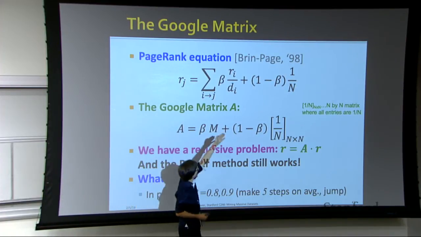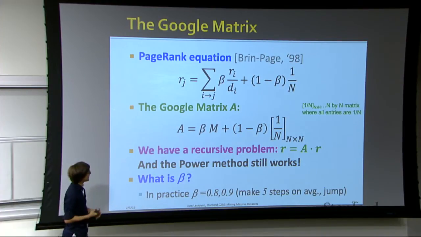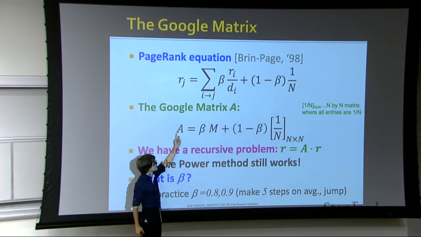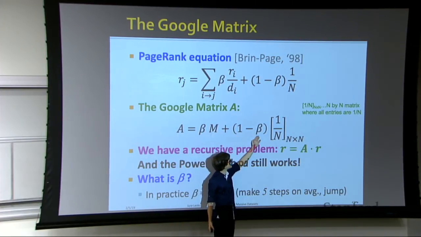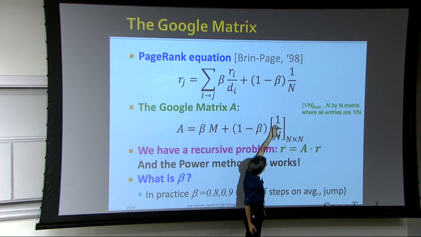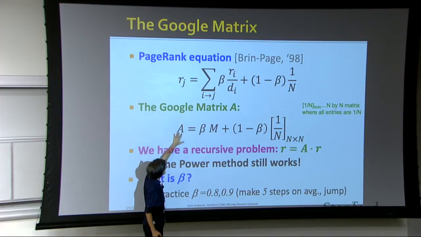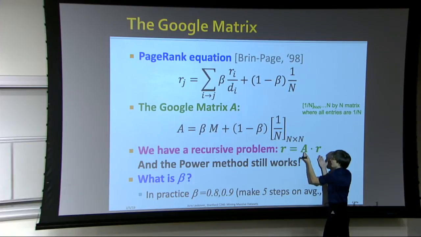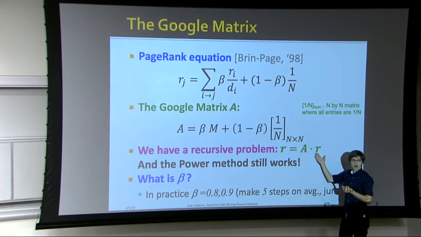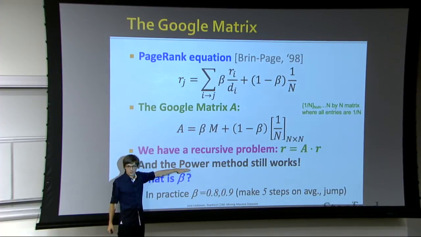So how can you now write this out? Here is my PageRank equation that I said before. The way you can write this out, it is still a recursive formulation. You can define this matrix A that is beta times matrix M plus 1 minus beta times a dense matrix where all the entries are 1 over n. And now if this is your matrix A, then the equation above can be simplified into R equals A times R.